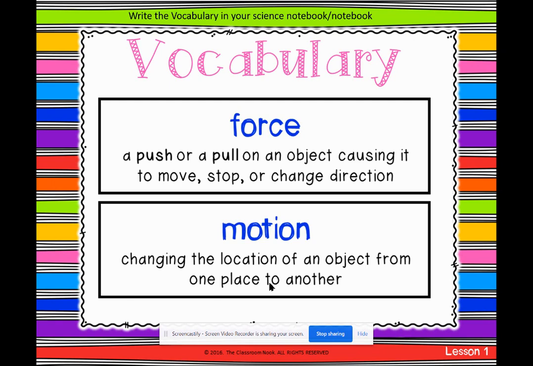Now, obviously, the brick wall is a lot stronger than I am, so we'll start talking about things like that as we go through. So, force is a push or pull on an object, causing it to move, stop, or change direction. And motion is changing the location of an object from one place to another. Now, go ahead and pause this video for a couple of minutes so that you can write your vocabulary into your notebook.